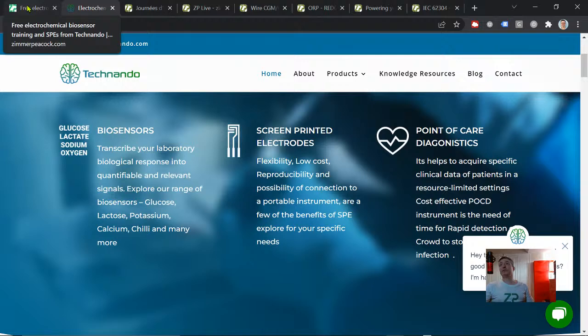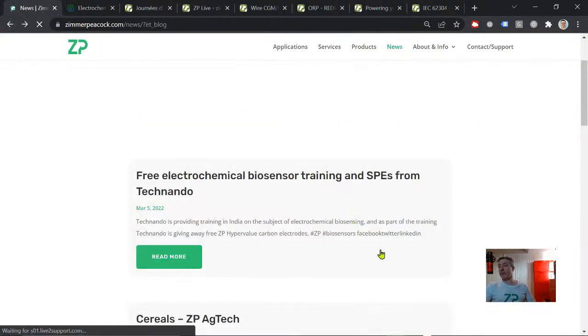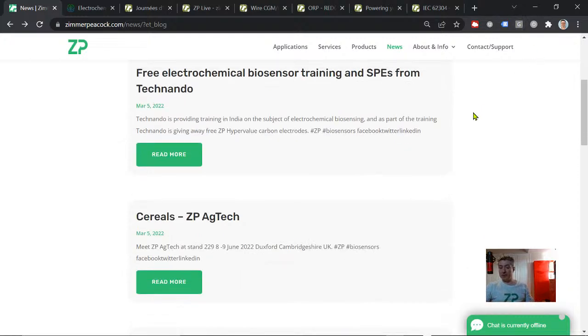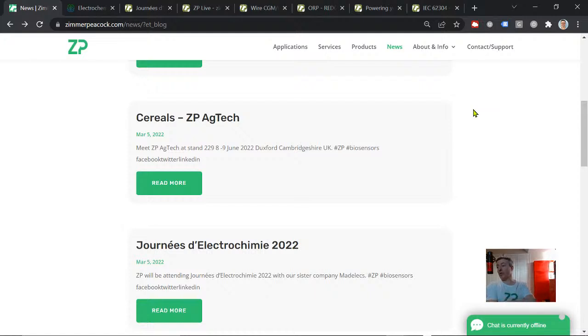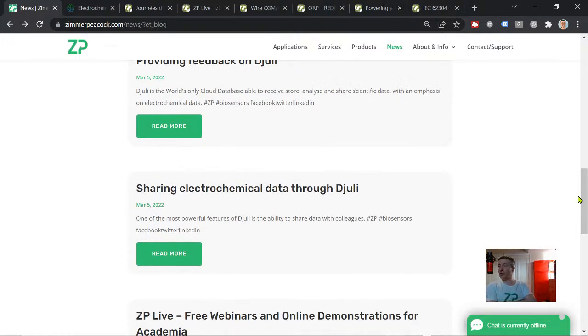So I'm going to sum up now, or wrap up now, and say, we have covered an awful lot this week. You can see that we've been working on continuous glucose monitoring. You can see that, at least our partners have been giving free training and free screen printed electrodes in India. You can see that we're attending conferences now in France and also back in the UK on the nutrient side. You can see that we're starting to put a lot more material out there about Julie. So it's been a really busy week, let's say.